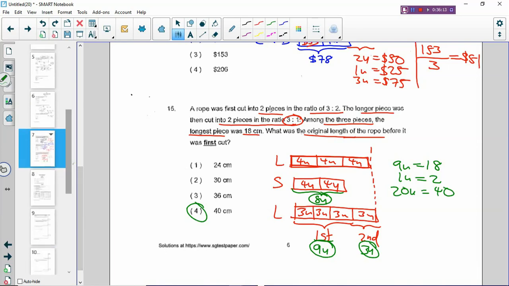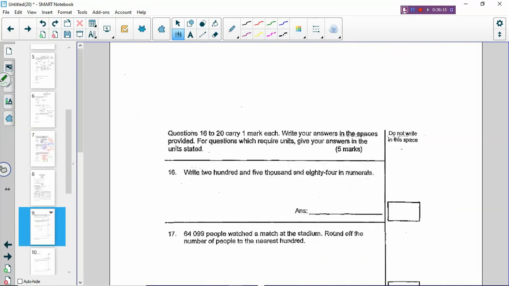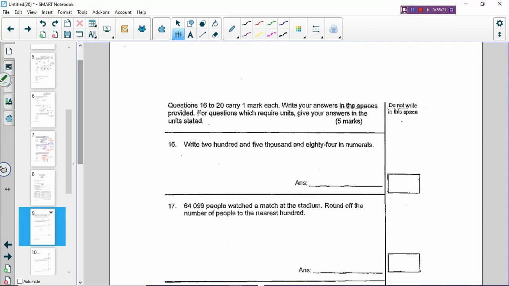So now let's go to your booklet B, which is your question 16. Okay, now for question 16, it looks simple but can be very easy to make mistakes. So what I will do is, I will write 205,084. Well, if you want to do it this way, also fine, because this is the careful way of doing without making any mistakes.